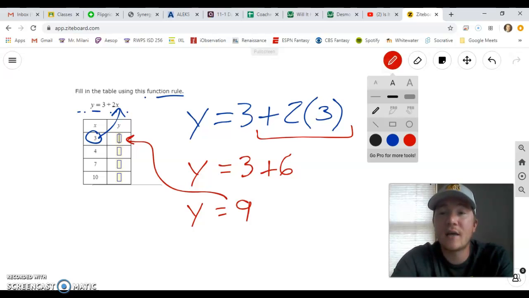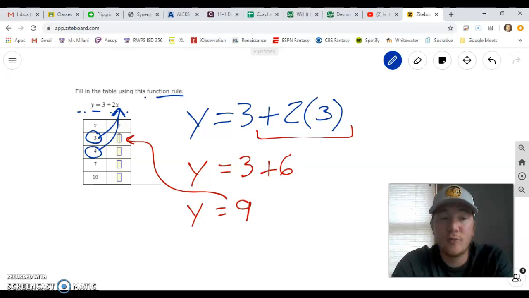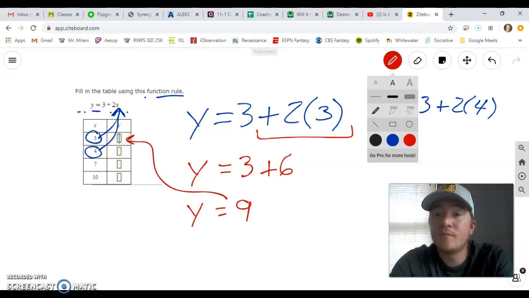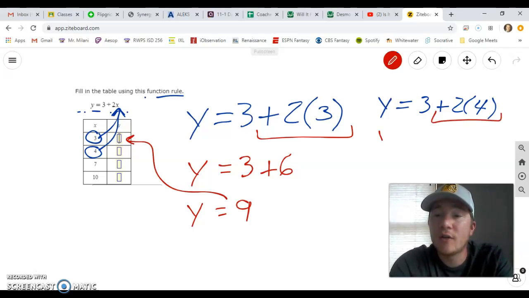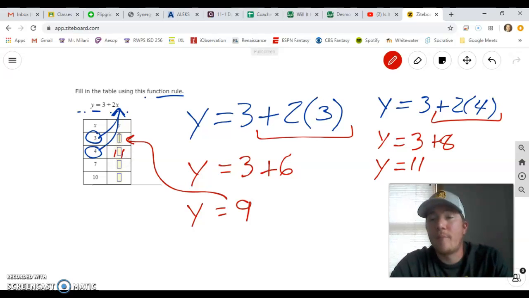Then you're going to do this exact thing over again with an x of 4. You're going to start over. You're going to take your x equaling 4, and you'll have y equals 3 plus now 2 times 4. And all that's going to happen, you're going to multiply here first, and you're going to see it's y equals 3 plus 8, because 2 times 4 is 8, and your y in this case will equal 11. So then you would write an 11 over here in that box. That's all that's happening on these first few problems. I think the first 4 problems are like this.